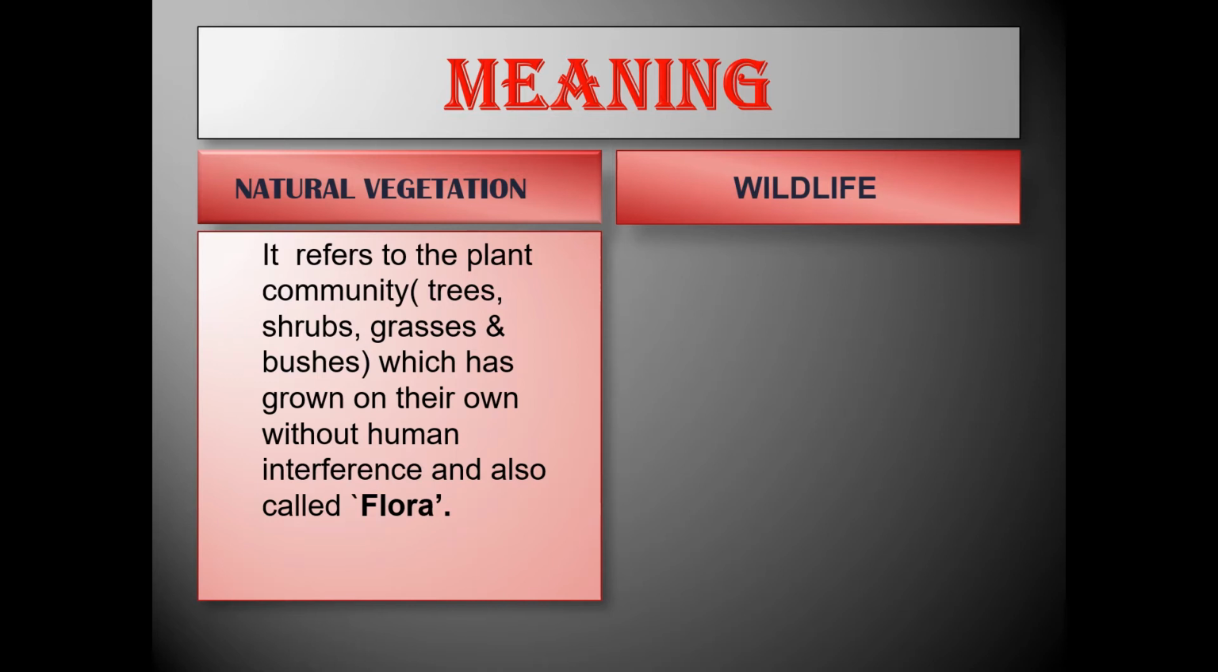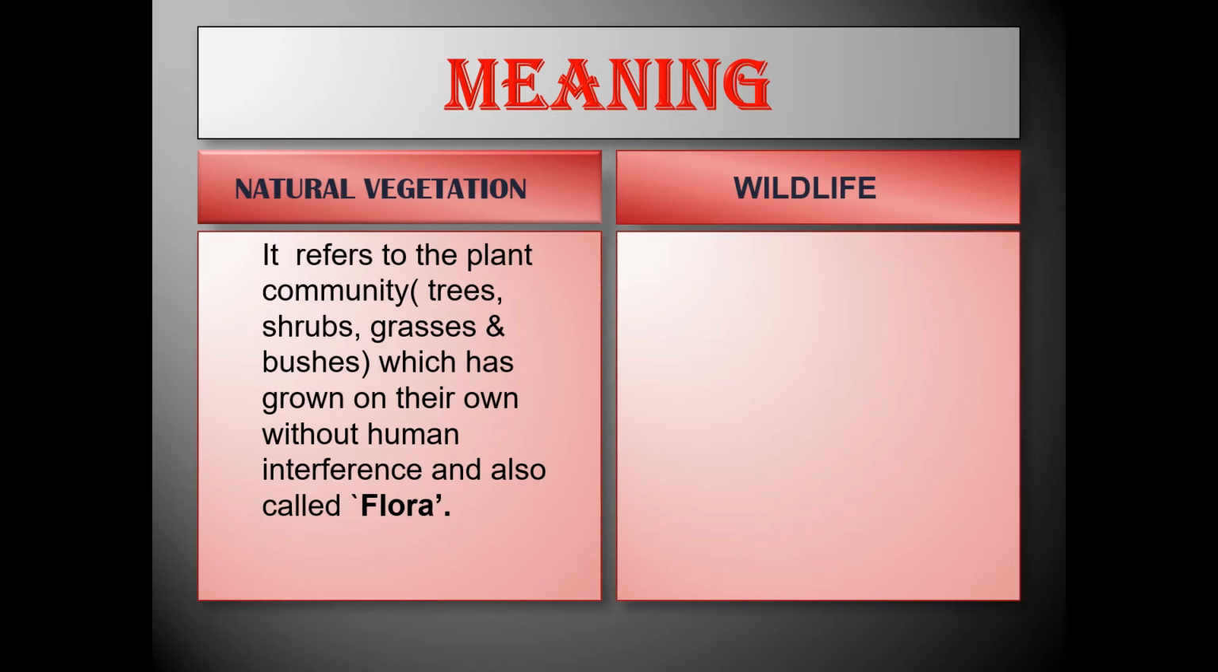The growth of flora largely depends on a variety of factors such as climate of the region, relief, that means the geographical structure of the region, and soil. The type of soil also determines the kind of natural vegetation found there. Precipitation, that means amount of rainfall, is also a determining factor on which the growth of natural vegetation depends. So let's now know what we mean by wildlife.